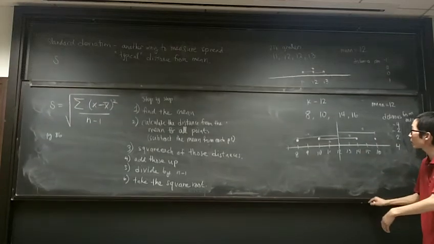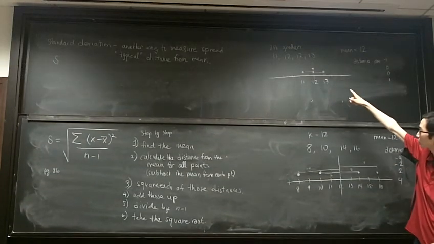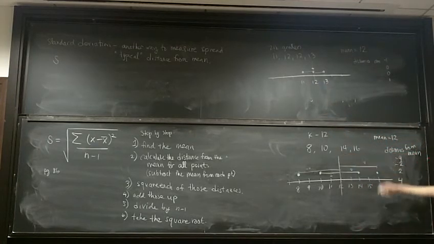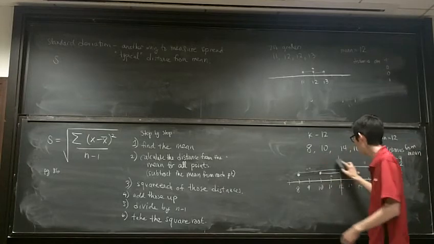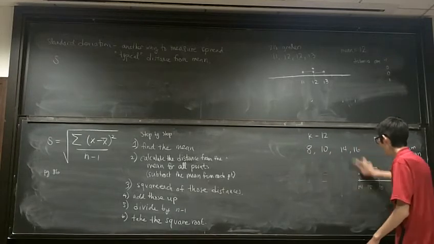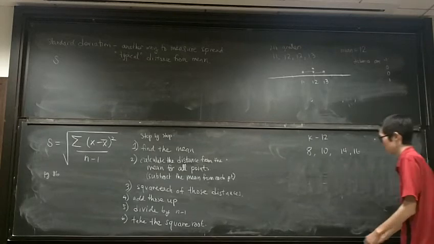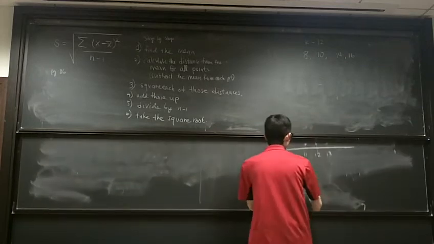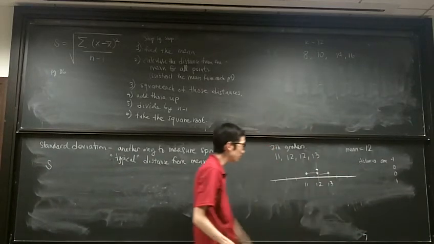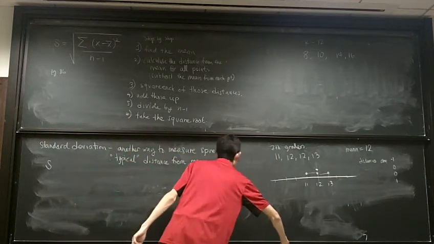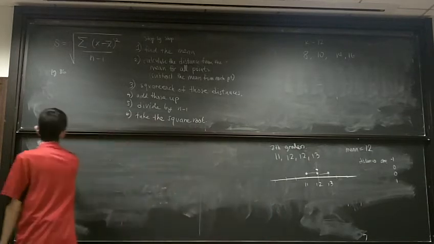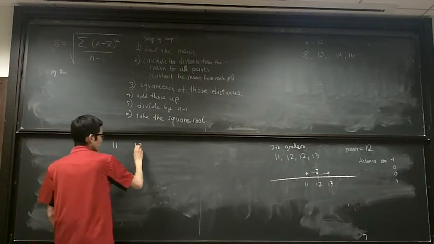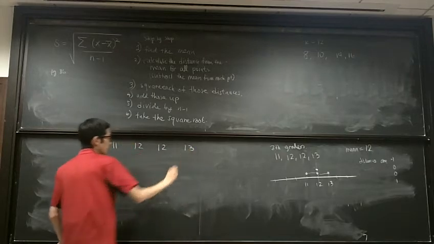Alright, so let's calculate the standard deviation for this set of 4 numbers for the 7th graders, and then I'll leave it to you guys to calculate the standard deviation of these 4 numbers for the K through 12, okay? These are my 4 numbers, and we already found that the distances are negative 1, 0, 0, 1, but we will do this step by step. So my numbers are 11, 12, 12, and 13.